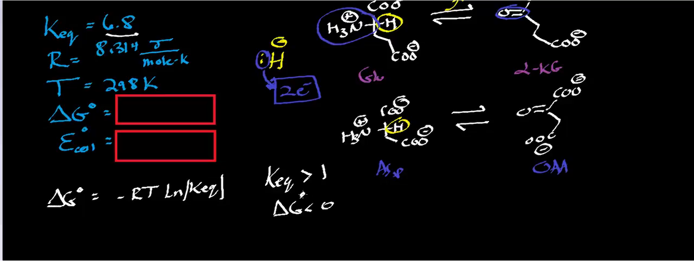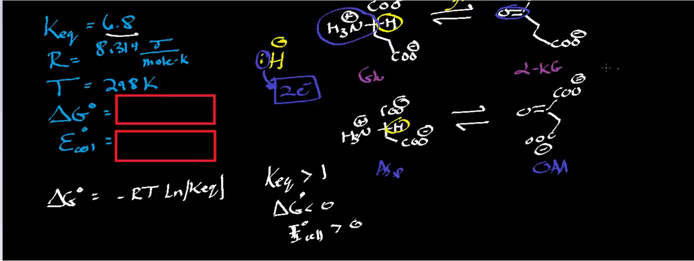Also, we should say, if delta G is less than 0, what should we expect for the sign of the cell potential E, the standard cell potential? Well, if delta G is less than 0, then we should expect E cell to be greater than 0, because that also indicates a spontaneous reaction.